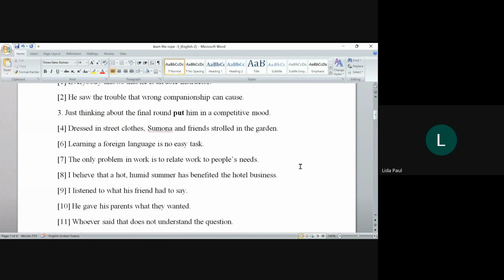And this is also an example of what we call an infinitival clause. Here it is clearly present in the form of to relate, so it's easy for you to understand. In learning a foreign language, dressed in street clothes, it's a different kind of phrase. We call them participles. Did you already watch the lecture on participles? It must have been there in week 2 or 3, no?